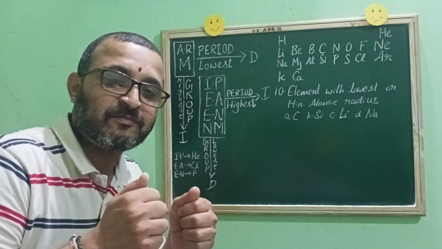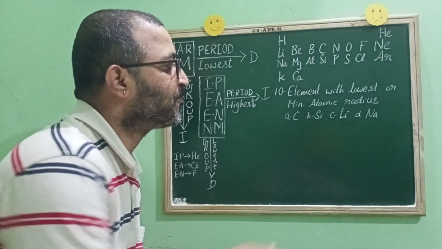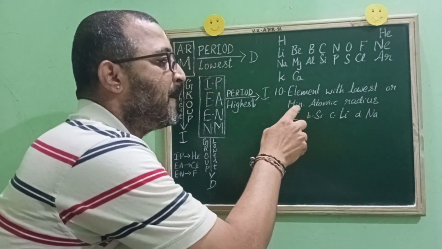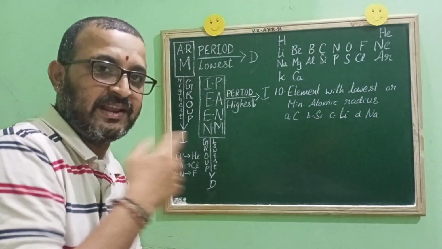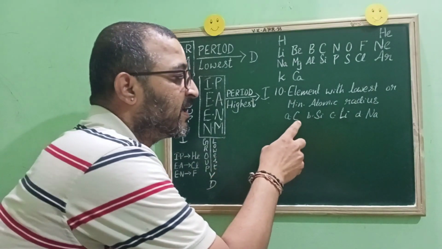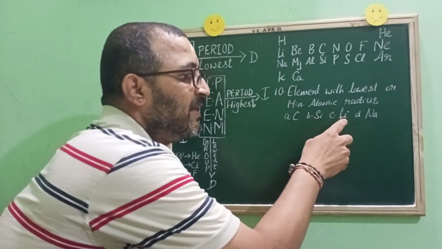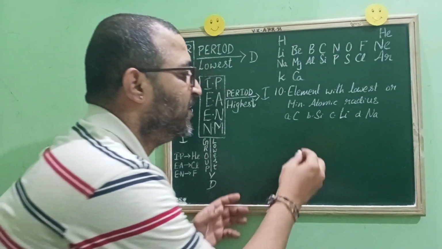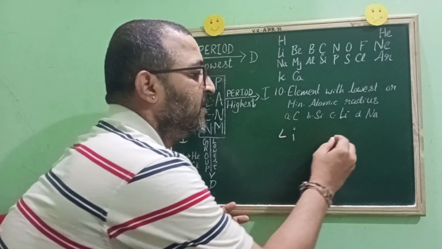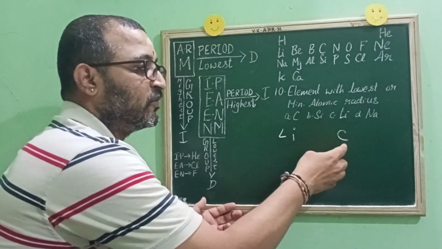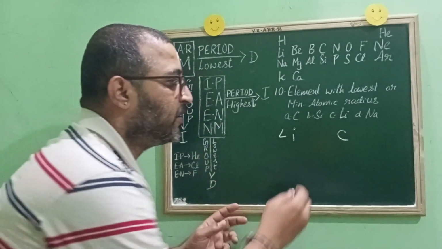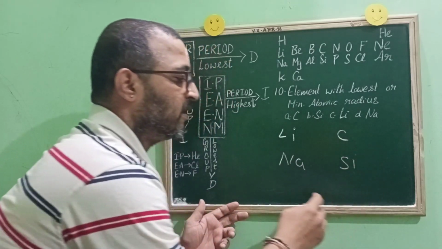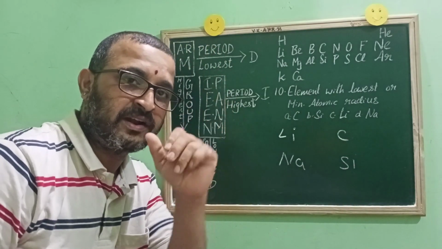Okay children, let us proceed with the next question. Element with lowest or minimum atomic radius. The options are carbon, silicon, lithium and sodium. First we'll arrange these elements. When we arrange, it is something like this: lithium, carbon. So these two belong to period 2, and sodium and silicon. So these two belong to period 3.